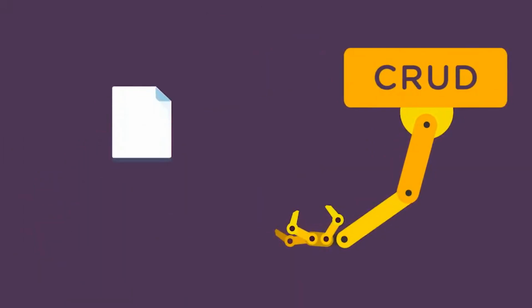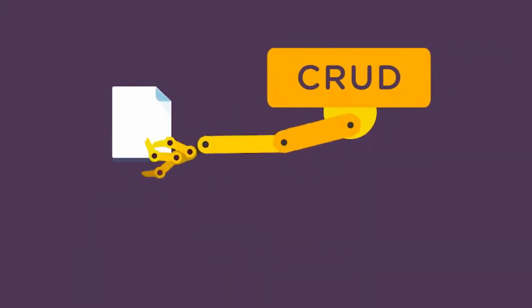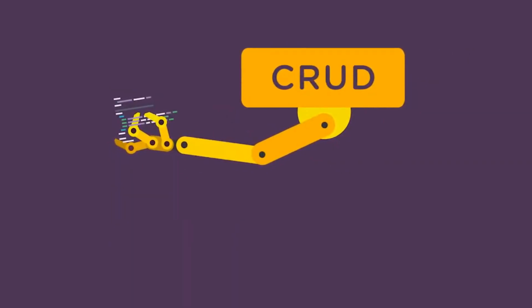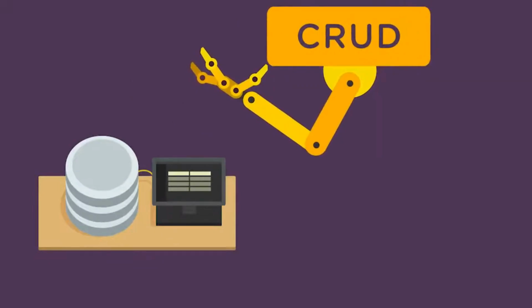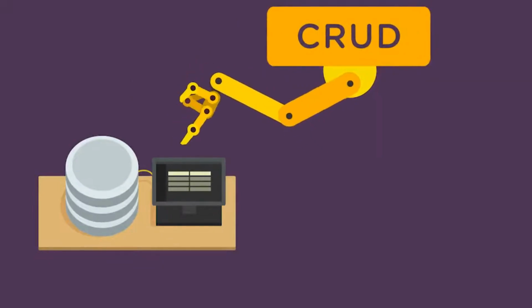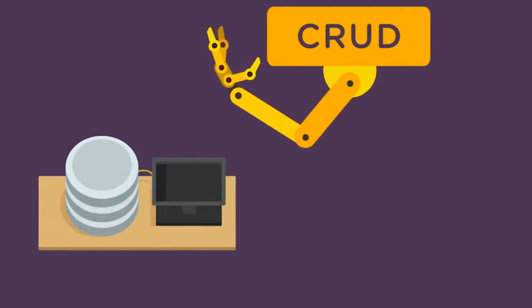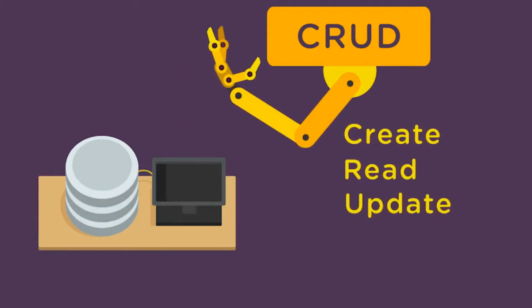Second, you want to read the data. Reading would include searching and filtering the results. Third, you'd want to update or edit rows of data in any of the tables. Finally, you need a way to delete the data or remove the data. These 4 operations, create, read, update, and delete, are shortened to the acronym CRUD.